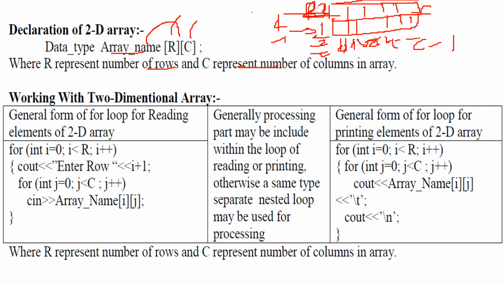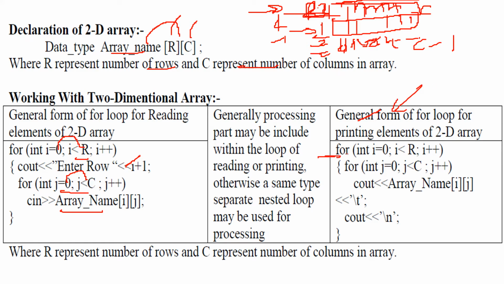Why two loops? Because first we have to go to a row, that is one loop for the row, and then we have to go inside the column. So first is going to a row, then to the column. So this is a general form of a loop for reading elements in a 2D array. We go from 0 to r, this is the row. We enter the first row, and then we go to that column 0 to c, and then we can just read from it.